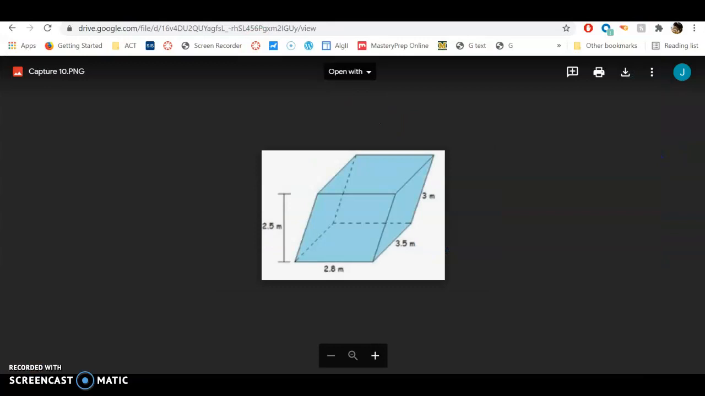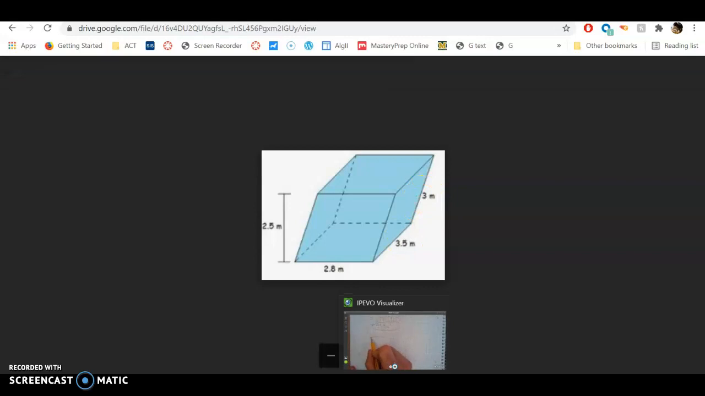Ready? Do that one. What's the volume of that? That's 2.5, by the way. 2.5, 2.8, 3.5, and 3. Go. Okay. Drawing it. 2.8. Sorry, 2.5 on the side, meters. And 2.8. You see me right here. Drawing it. Make sure you draw it if you haven't drawn it. 3.5 and then 3. Cool. Okay.